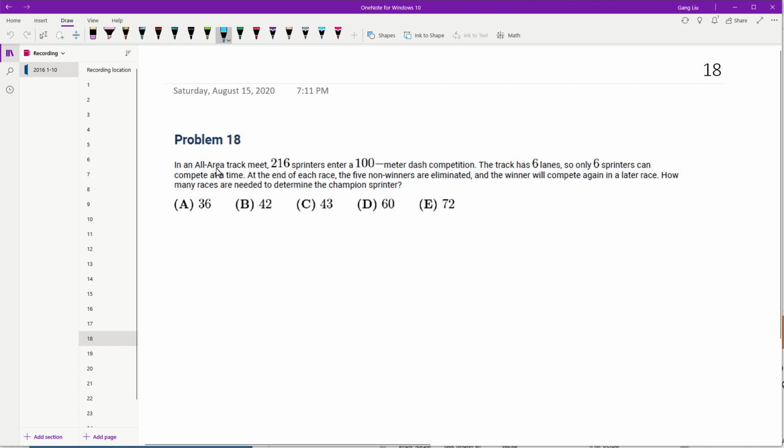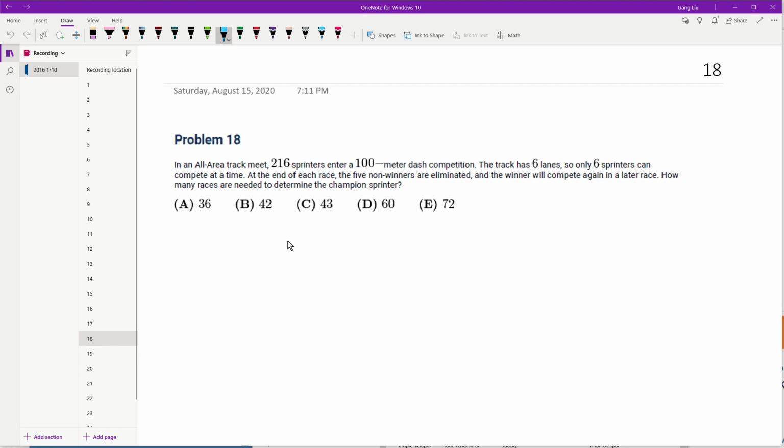Problem 18. In an all-area track meeting, 216 sprinters enter a 100-meter dash competition. The track has 6 lanes, so only 6 sprinters can compete at a time. At the end of each race, the 5 non-winners are eliminated. The winner will compete again in a later race. How many races are needed to determine the champion sprinter?